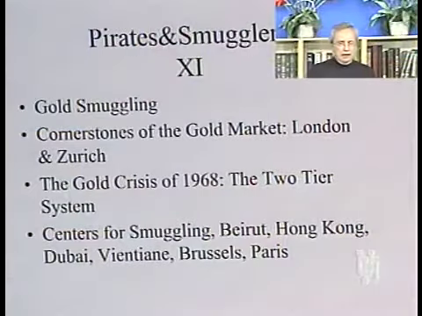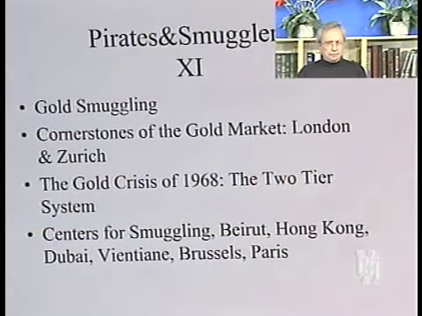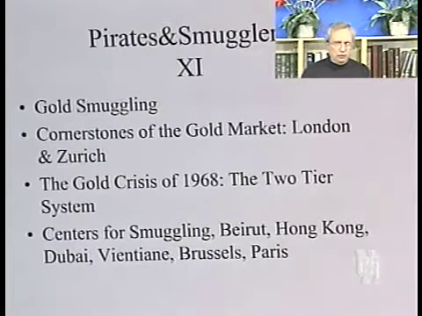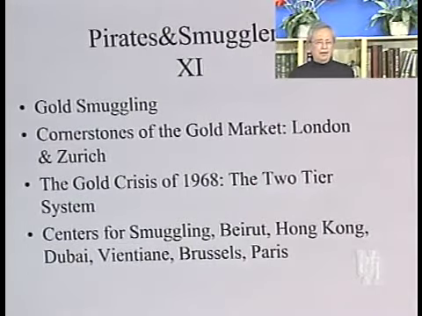Gold served a similar kind of purpose. It was just harder to move around because it was heavier. The main gold markets in the world in the early part of the time we're talking about, the primary one, first of all, was London. Right after 1945, the critical market is London. Zurich becomes important as the years progress, particularly after 1968.